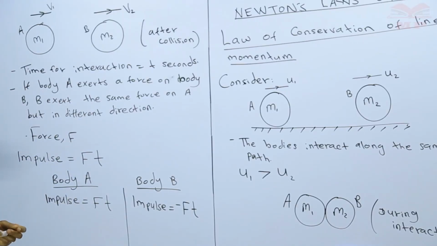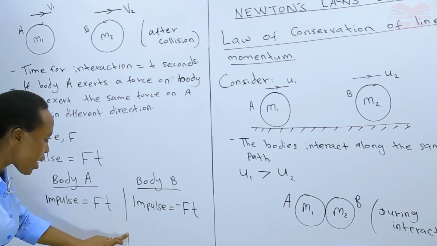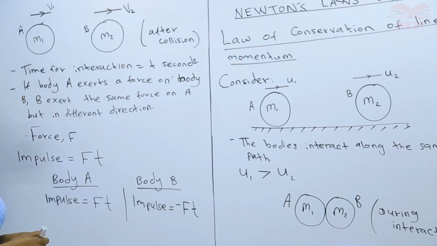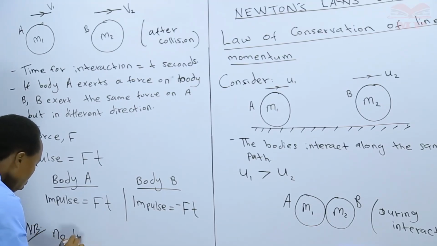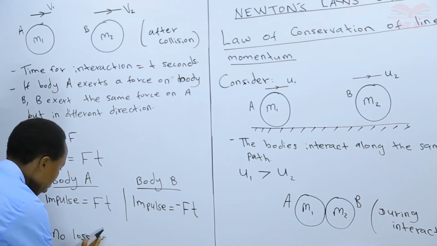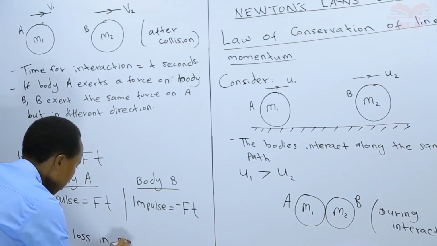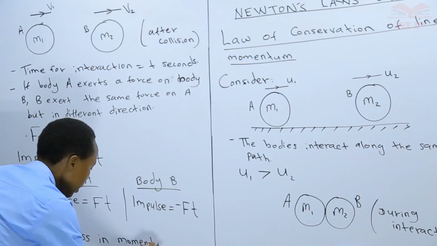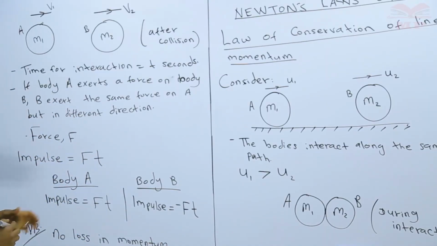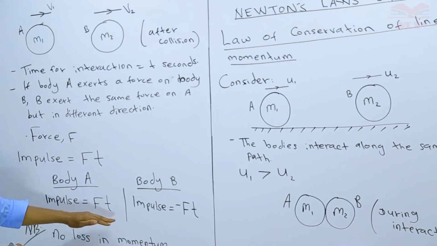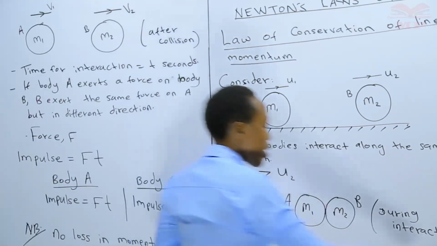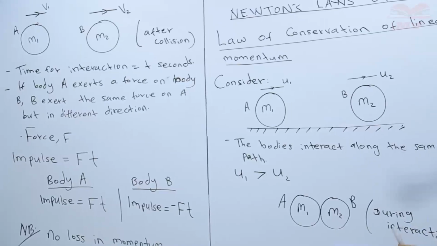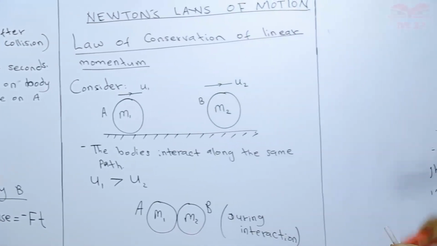In our case here, during this interaction, we are considering that no momentum is lost. So you need to know that in this case there is no loss in momentum. And therefore, we are saying this is the impulse on body A and the impulse on body B. If we get the total for the impulse, we are going to have the following.